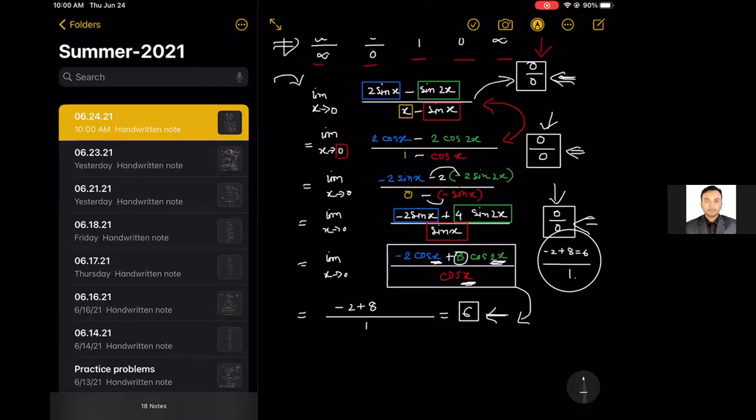So whenever you have this defined value, you have to stop. You can't continue using the L'Hopital rule. Does it make sense?